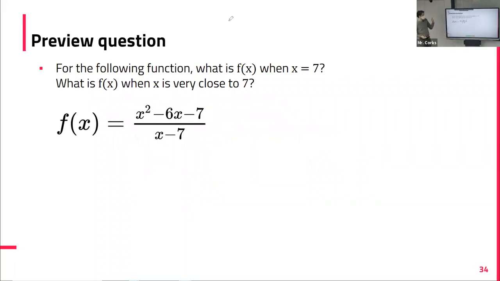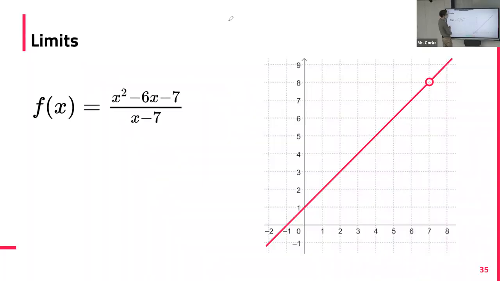Preview question is going to be this. So this function here. So what is the function? What is f of x when x is equal to 7? And then that one's not too hard to answer. But then this, what is the function when x is very close to 7? I will show you a graph of this briefly to give you a bit more help.